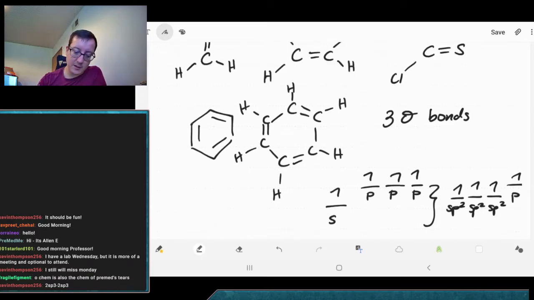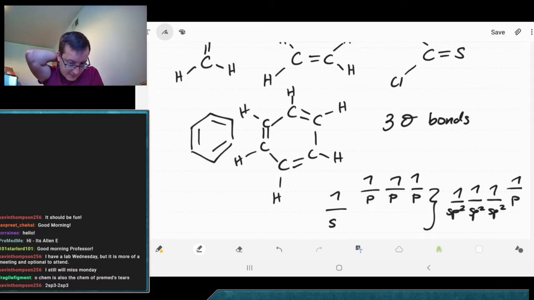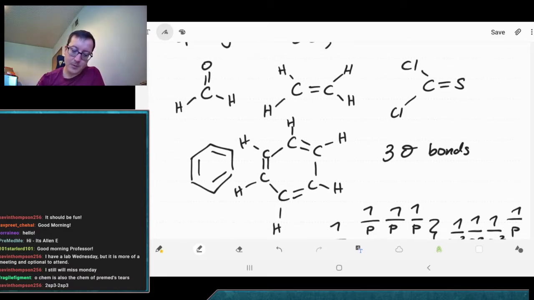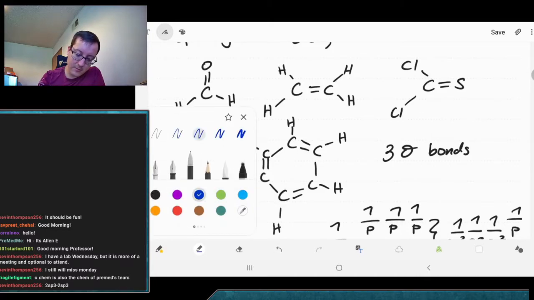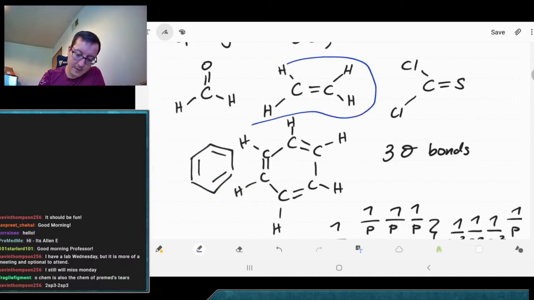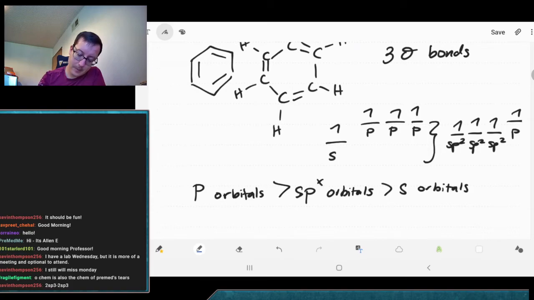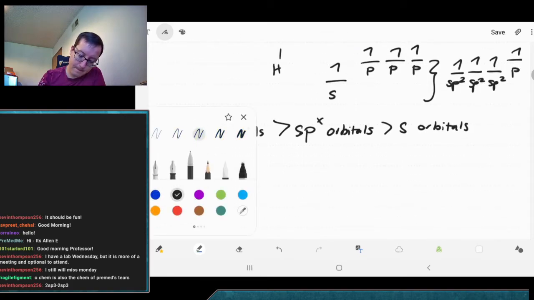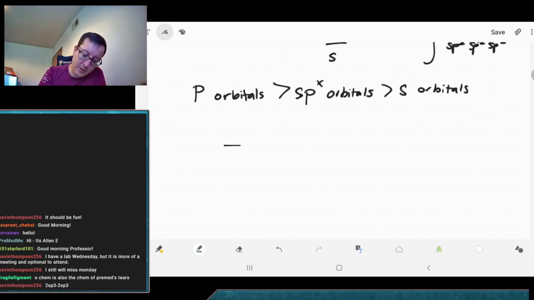So let's take a look at some of these. Let's look at this, the ethene molecule here. Let's look at that one. I'll just redraw it actually.